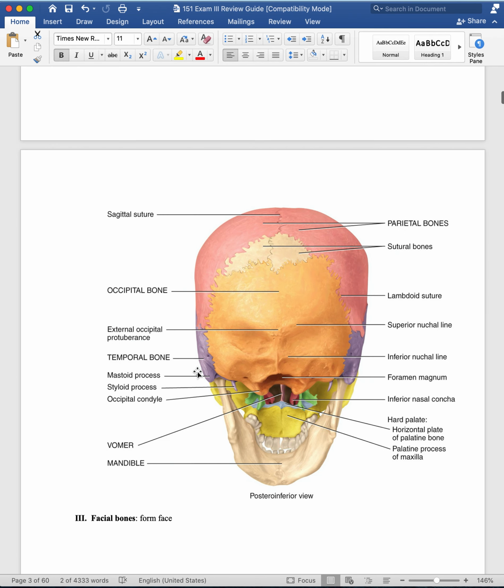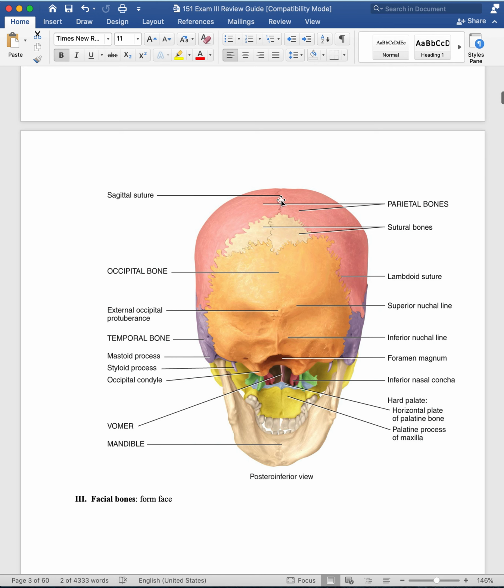All right, moving forward. These are all the different sutures. You're going to need to know all the different sutures. The sagittal suture is going to go between the two parietal bones, for example. We also have the lambdoid suture that's going to separate the parietal bone and the occipital bone. Here we're going to have the temporal bone on either side. What else are we looking at here? We have a lot of different things that are also depicted in these images.